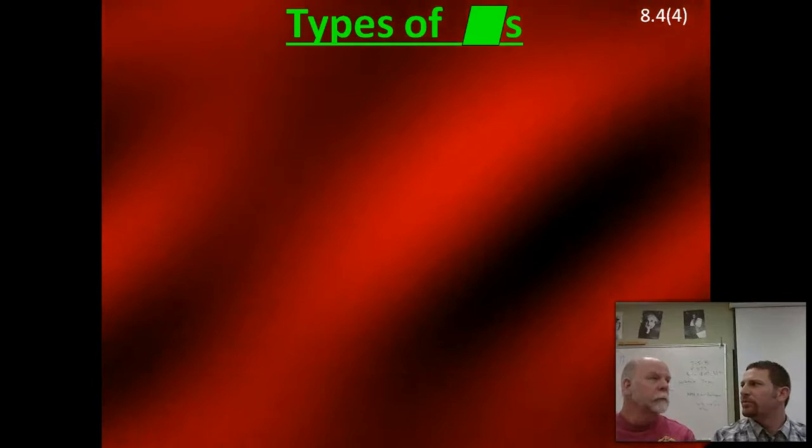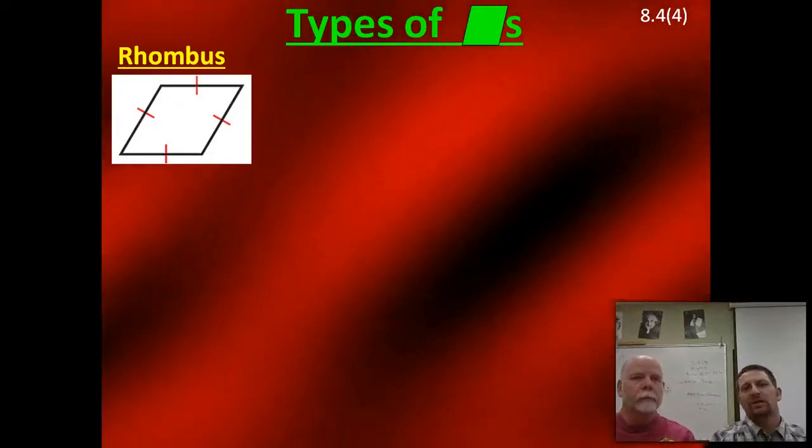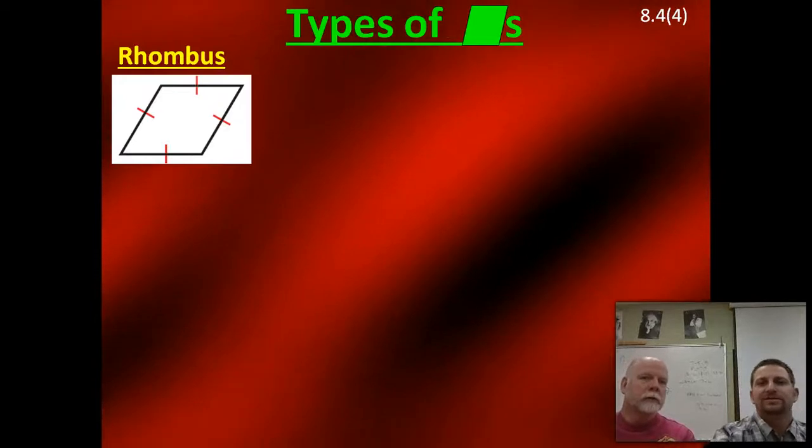So, the family tree of parallel quadrilaterals. I love that diagram. It puts it all in one place. We'll talk about that here in a moment. But anyway, we're looking at what, three today? I think a rhombus, a rectangle, and a square. So we're defining some specific shapes today.